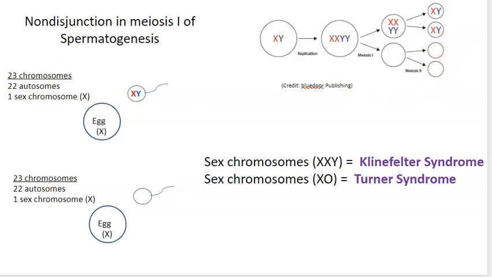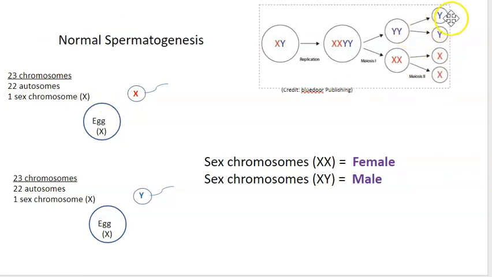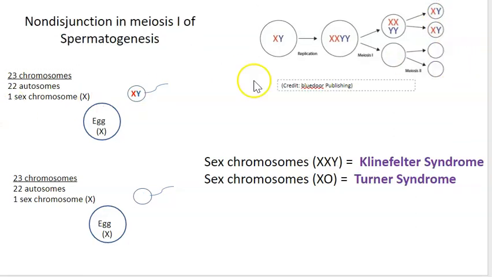So again, if we flip back, this is what we expected, right? You should have a single sex chromosome in each of the gametes. But instead, if non-disjunction happens in meiosis 1, all of my gametes are abnormal. These two gametes have one too many sex chromosomes, and these two gametes here have one too few. They don't have a sex chromosome. So then what does that lead to?